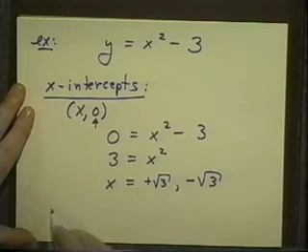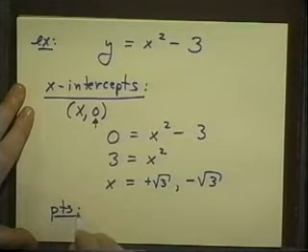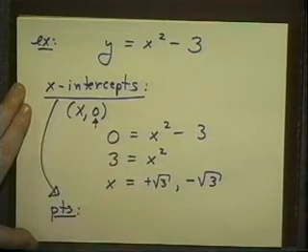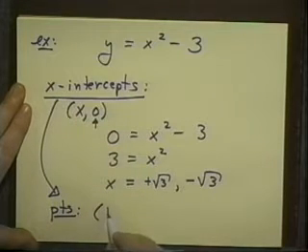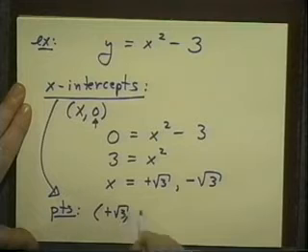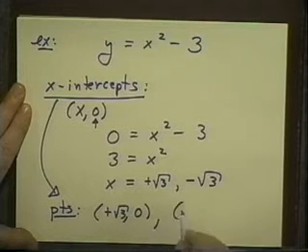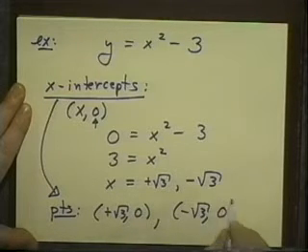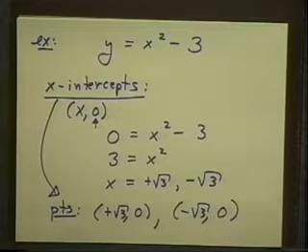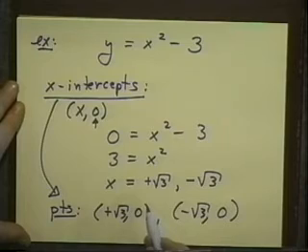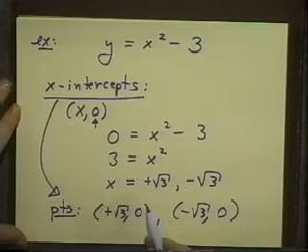And so what are the points that are the x-intercepts that I was looking for? Well, one is plus square root of 3, 0, and the other is minus square root of 3, 0. Now we'll look at a picture on the graphing calculator of this in a moment. But let's go ahead and look at the y-intercept version.